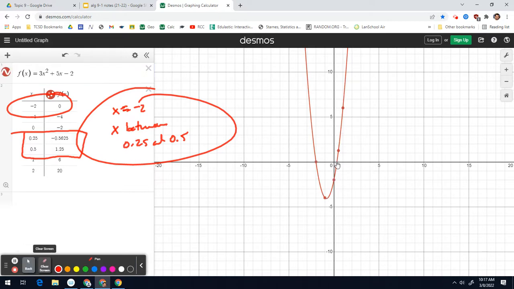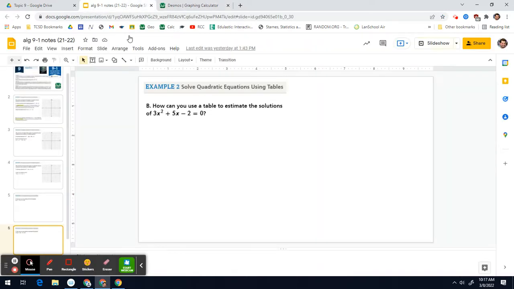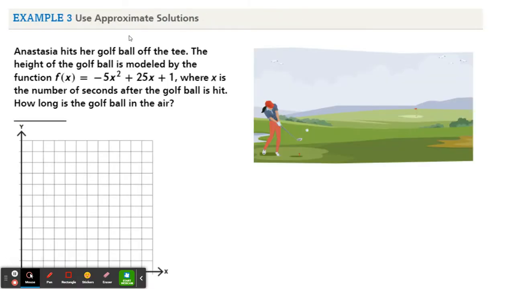All right, last problem to go. A little word problem. Let's take a look at it back in our notes. The problem says Anastasia hits her golf ball off the tee. The height of the golf ball is modeled by the function f of x equals -5x squared plus 25x plus 1, where x is the number of seconds after the ball is hit. How long is the golf ball in the air?